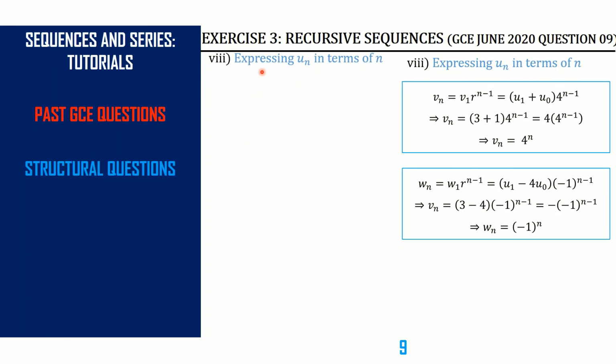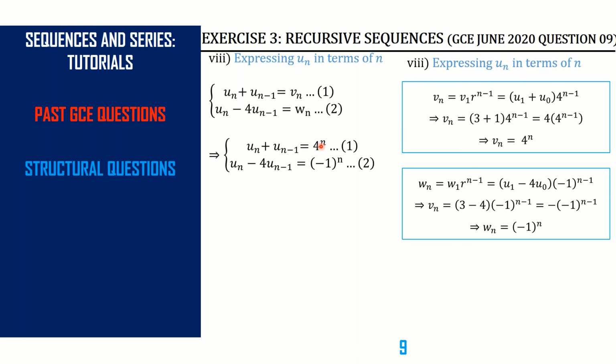Alright, now this is actually Roman 8 asking us to express u of n in terms of n. This Roman 8 was asking us to express v of n and w of n in terms of n, and then this is, hence, express u of n in terms of n. Now we're given u of n plus 1 plus u of n minus 1 to be v of n, and then u of n minus 4u of n minus 1 to be w of n. But since you have found the expressions of v of n and w of n, we just replace. So this will be equal to 4 to the n, and this will be equal to negative 1 raised to the power n.